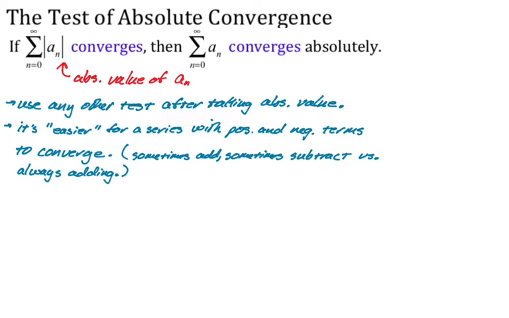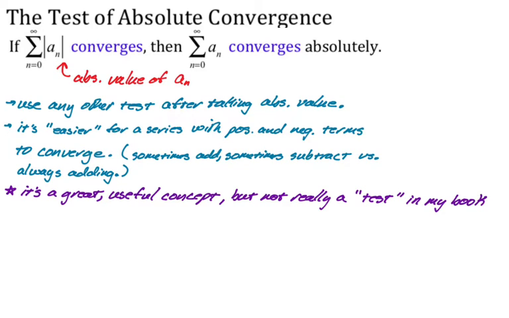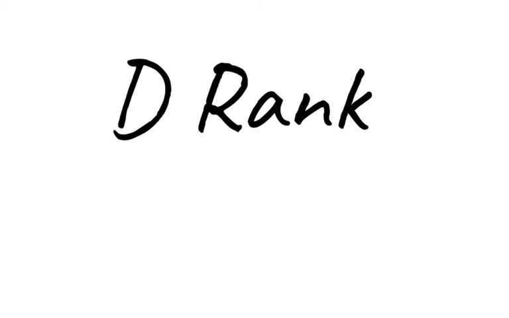So if when always adding it converges, then it must converge when it is alternating or sometimes positive, sometimes negative. So I have left this as unranked because it's an amazing concept. It's really useful. It does make a lot of problems easier to deal with, but I don't think of it as an actual test. I think of it more as a little loophole that we can sometimes use to make our lives easier. So with that said, let's move on to the actual rankings. So these are my D ranks.